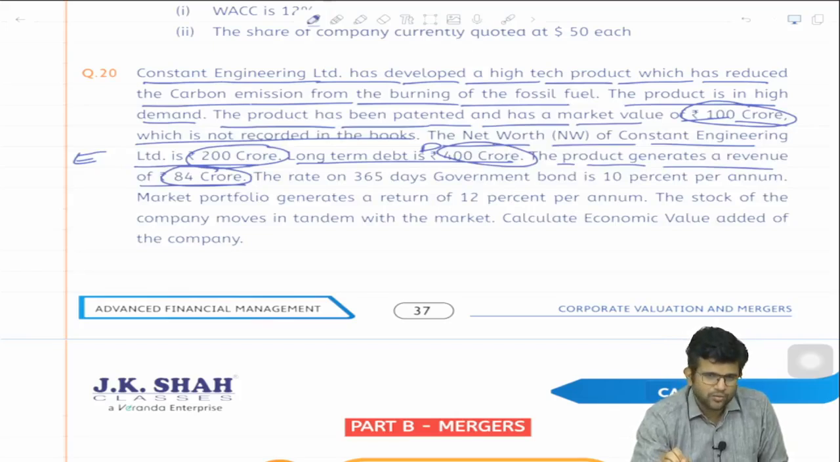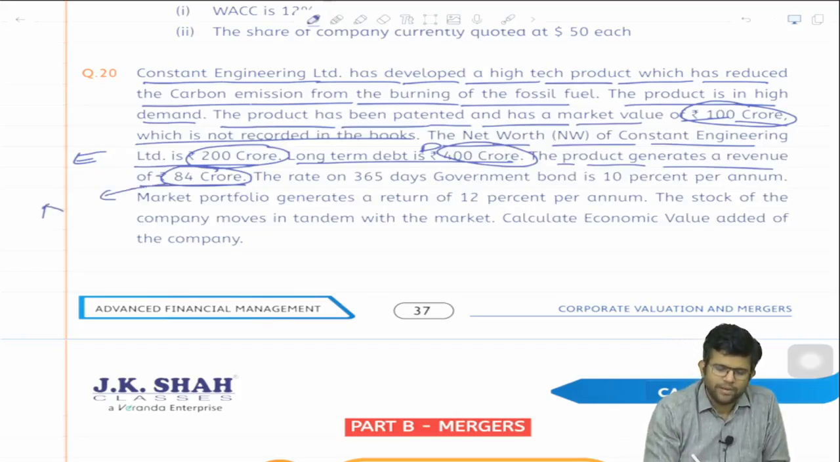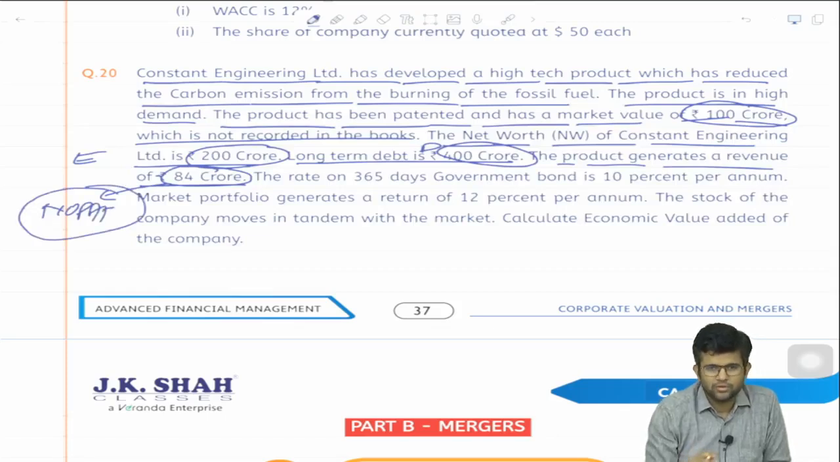So what do you think ICA has done? This is NOPAT. Don't question. I hope you are understanding. Understood? Take it and go ahead. No, information is not given. Now what to do? Okay. Any idea why all this is given?